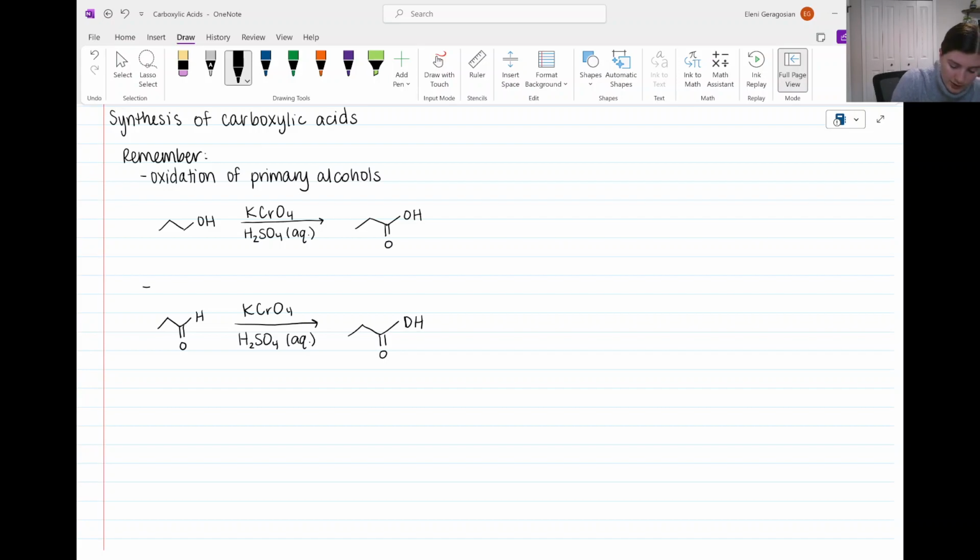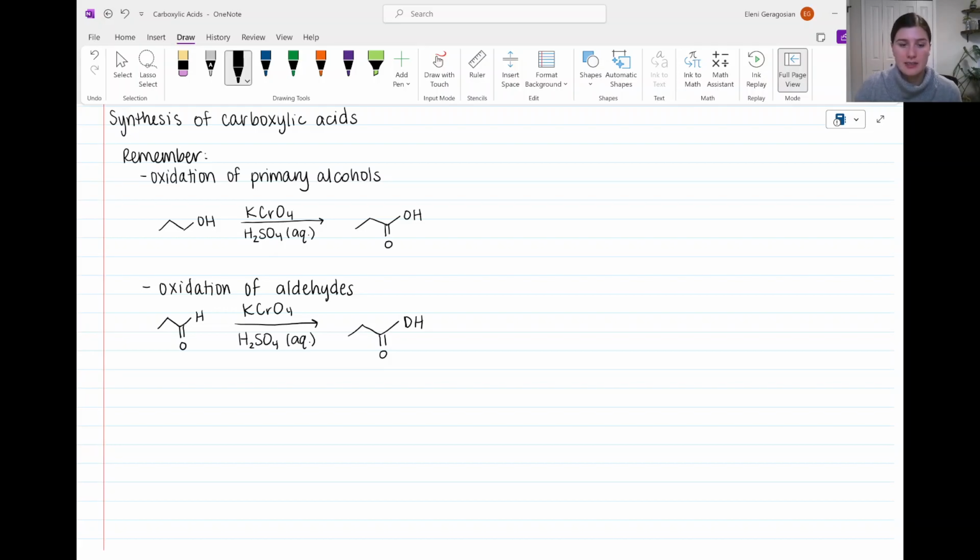So we have oxidation of primary alcohols and oxidation of aldehydes. So provided that you have an alcohol or aldehyde starting material, you can add an oxidizing agent, one of the chromate reagents, not PCC because that one ends at the aldehyde, but the other ones that we discussed, and those would produce the carboxylic acid product.